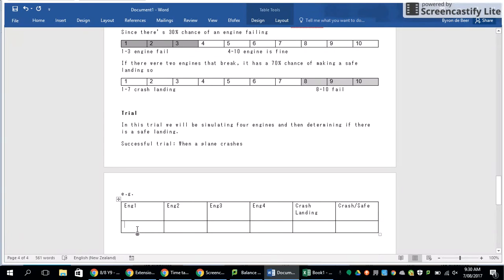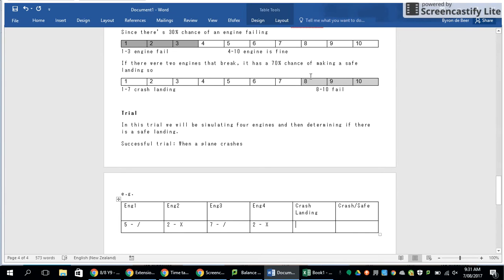But if we have engine being 5, that means it's fine. We will have to use a tick for now. If we get a 2, that means that engine has failed. If this is a 7, that's fine. And let's do another one when this is another 2, and that means we've got 2 engines broken. So in these conditions, if you have 2 engines broken, you've got to simulate it again to see if there's a crash landing.